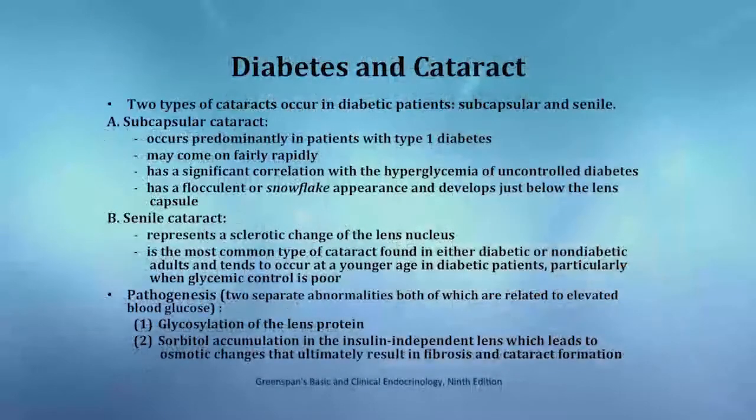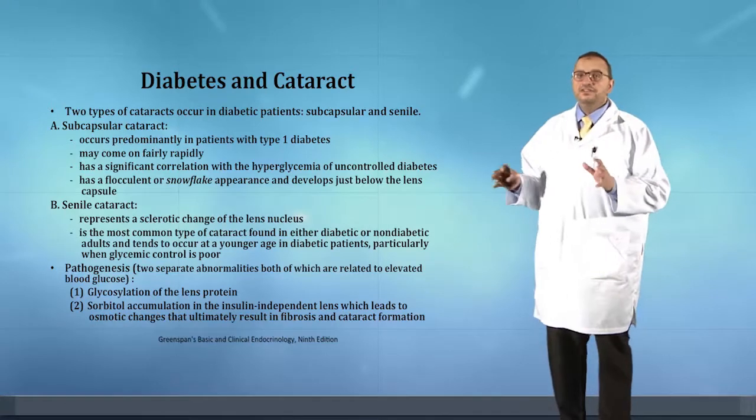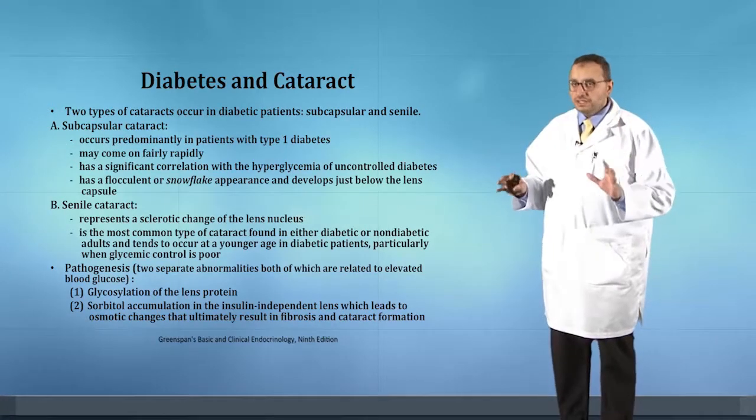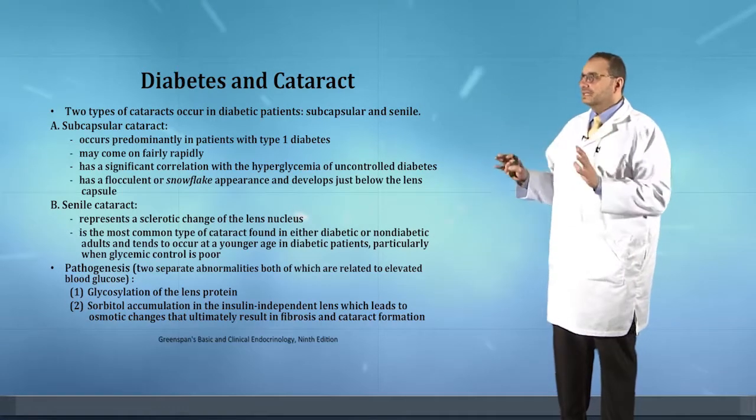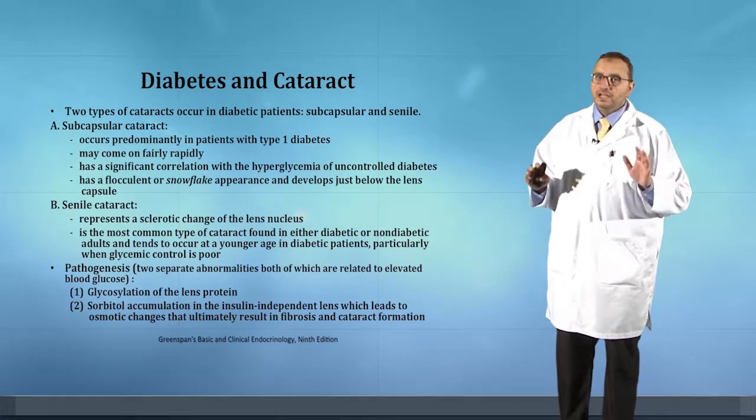Diabetes and cataract. There are mainly two types of diabetic cataract. One is the subcapsular cataract, which occurs predominantly in type 1 and may come on fairly rapidly, with a significant correlation with hyperglycemia and uncontrolled diabetes. One of the significant phrases describing this phenomenon is the snowflake appearance. If you see this in a question, it is mainly related to subcapsular cataract, and mainly to diabetic type 1.